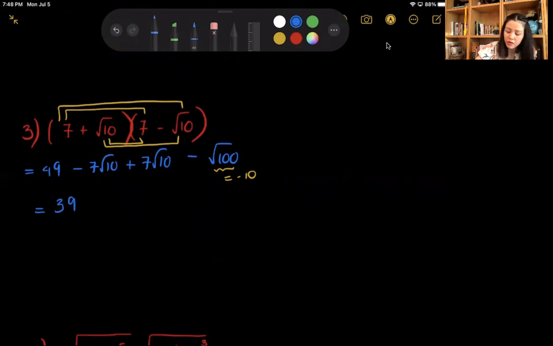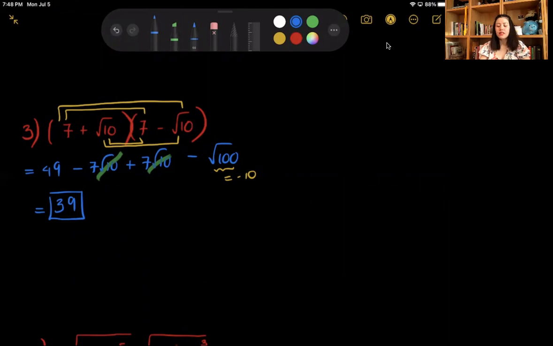And the middle terms, they are like terms, and they have the same coefficient in front of the root 10. It's just opposite signs, so they cancel. So these guys are canceled. Negative 7 root 10 and positive 7 root 10 cancel. Okay, so our answer is 39.